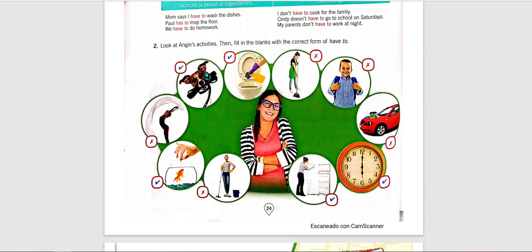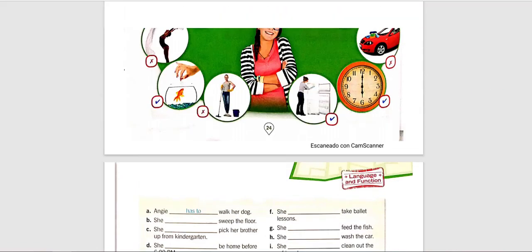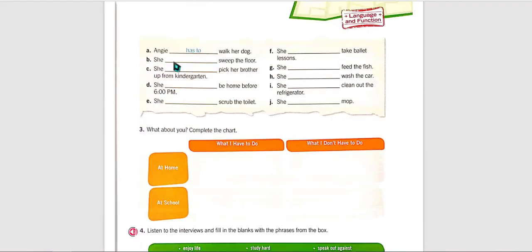So then we go on to step number 2. It says, look at Angie's activities, then fill in the blanks with the correct form of to have. So these are Angie's activities, the things that she has to do and the things that she doesn't have to do. So then A, Angie walk the dog. We look to see if she has to walk the dog. Yes, here has a check. So it's Angie has to walk the dog.